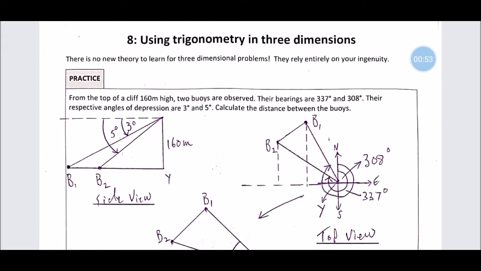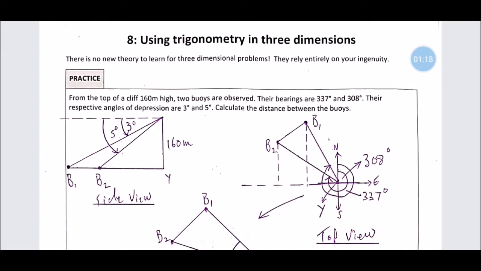All right, well, let's get straight into it. So for this lesson, we're looking at problems in 3D, specifically problems that use compass bearings and angles of elevation and depression in the same question. Now, this is quite tricky, but it's one of those things where if you know how to do one problem, you kind of know how to do them all. There's just a bit of a trick to it.